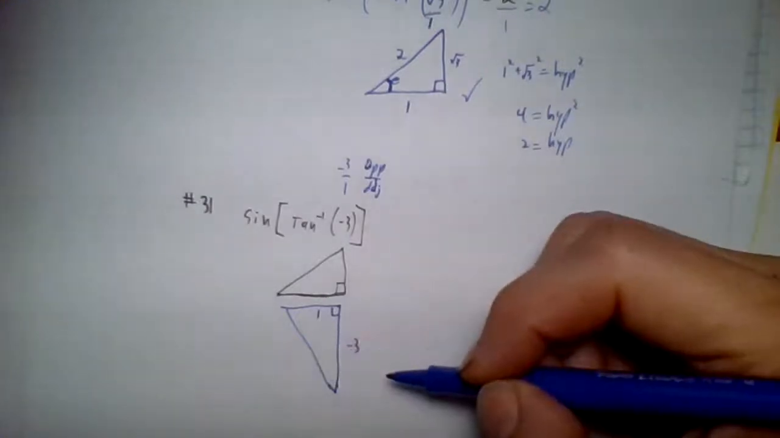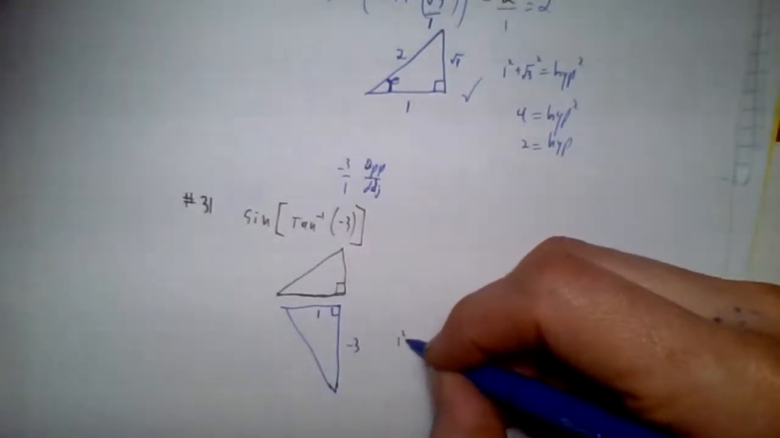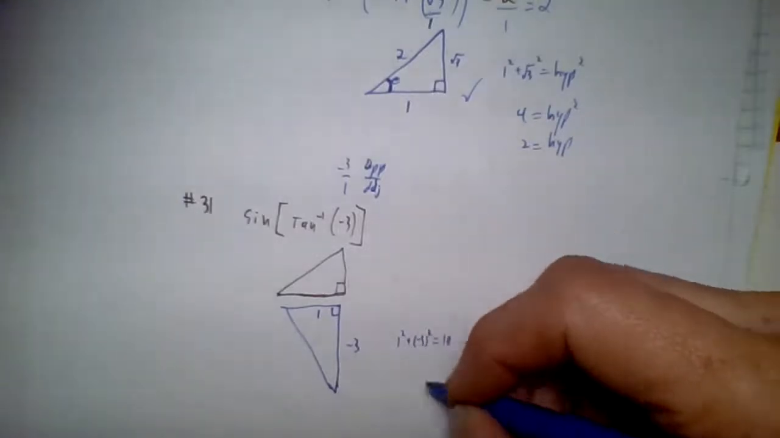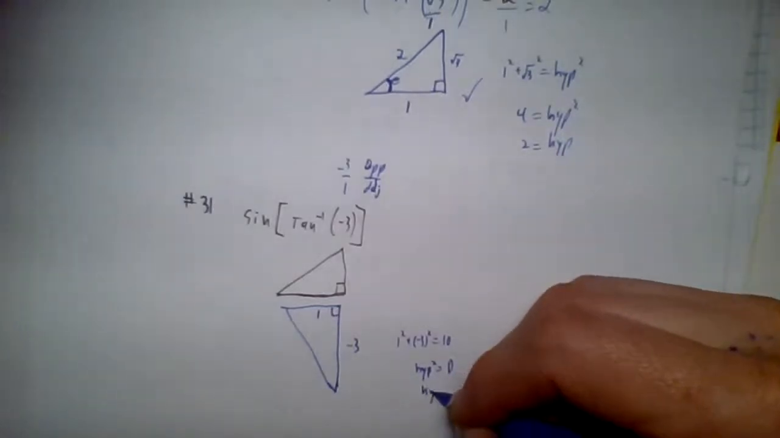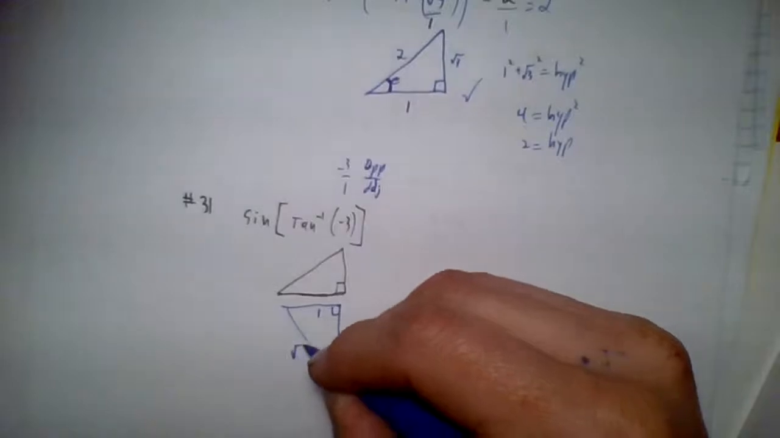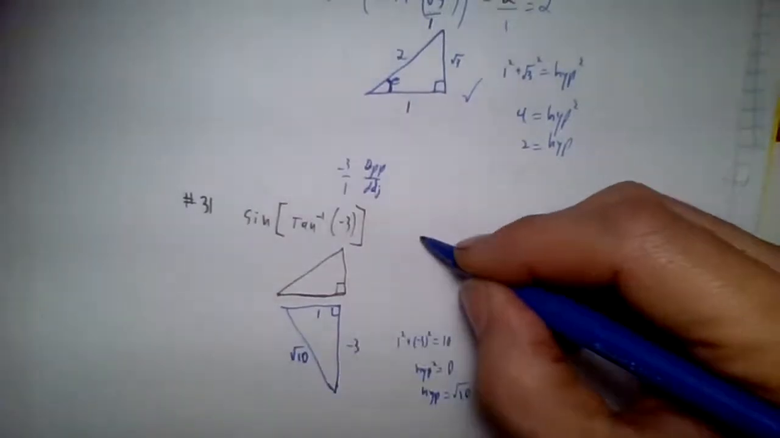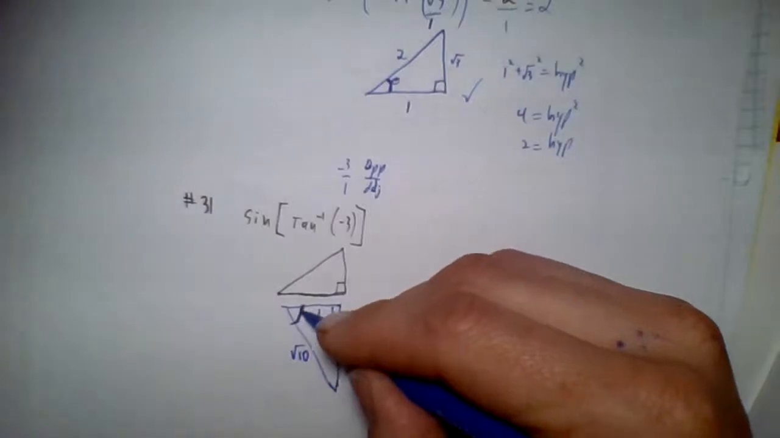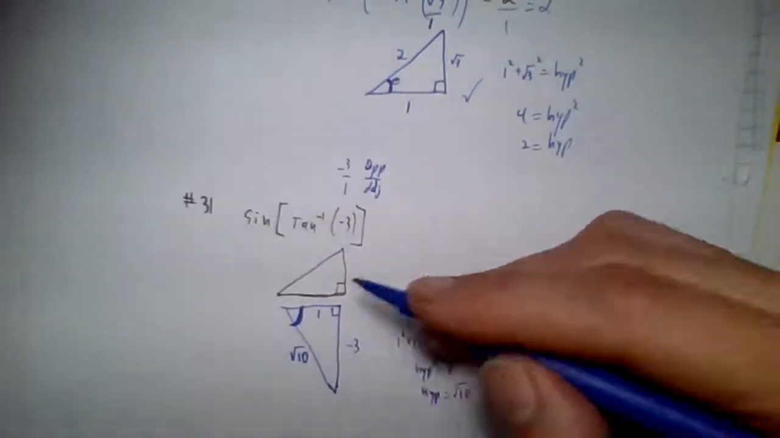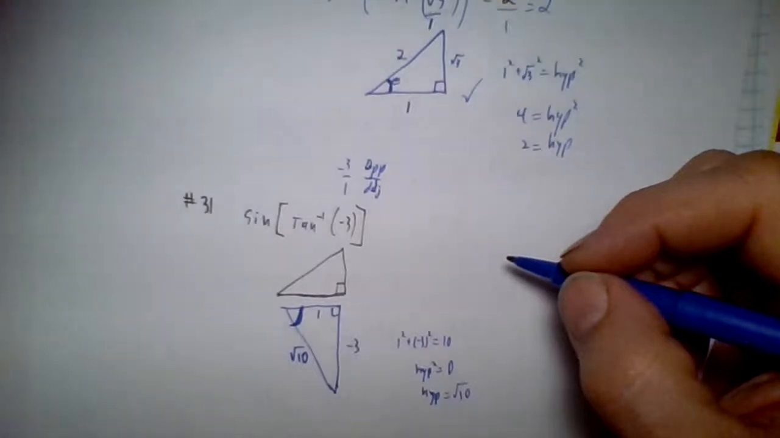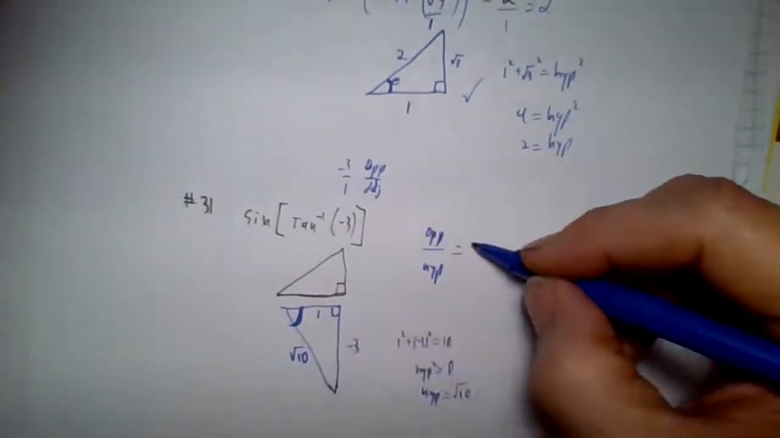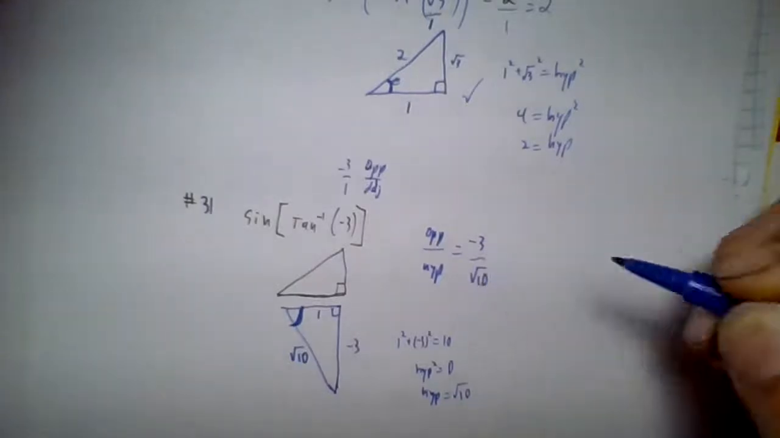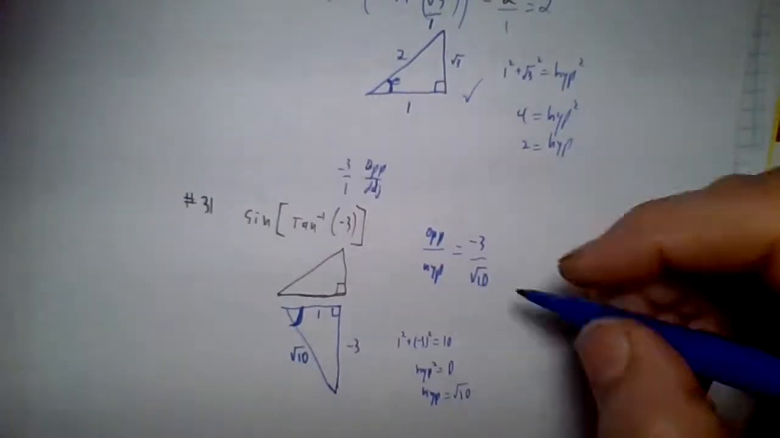But these are the y and the x for that one. Again, I can solve the third side using the Pythagorean theorem. 1 squared plus negative 3 squared is 10. So the hypotenuse squared is 10. So the hypotenuse is radical 10. That would be the third side of the triangle. And then this is my angle. So the sine of this angle, sine is opposite over hypotenuse. Opposite over hypotenuse is negative 3 over square root of 10. That's the sine of that thing.